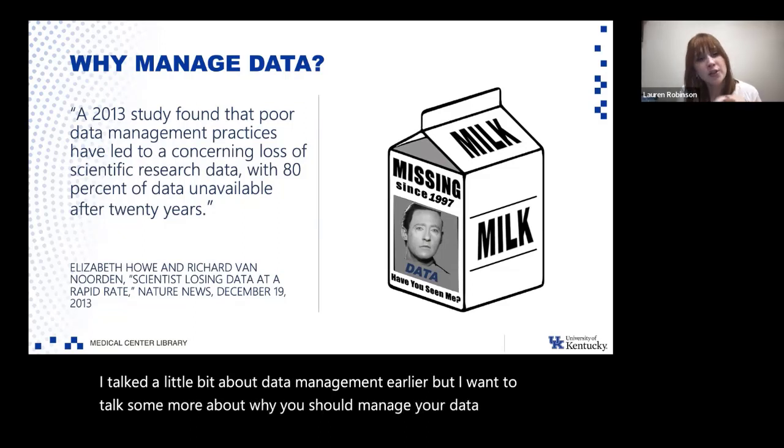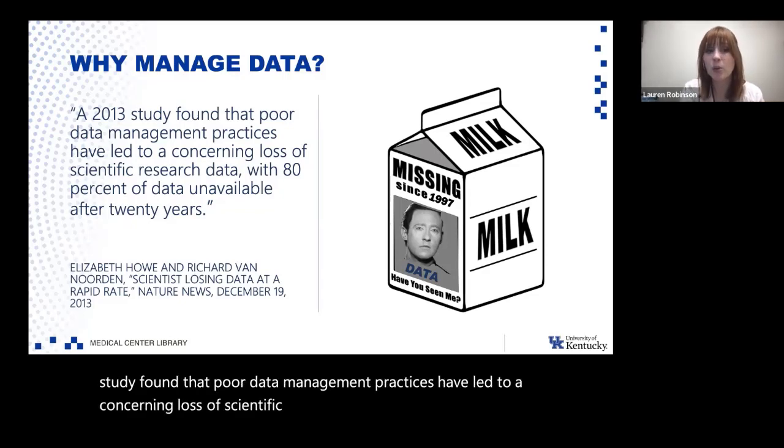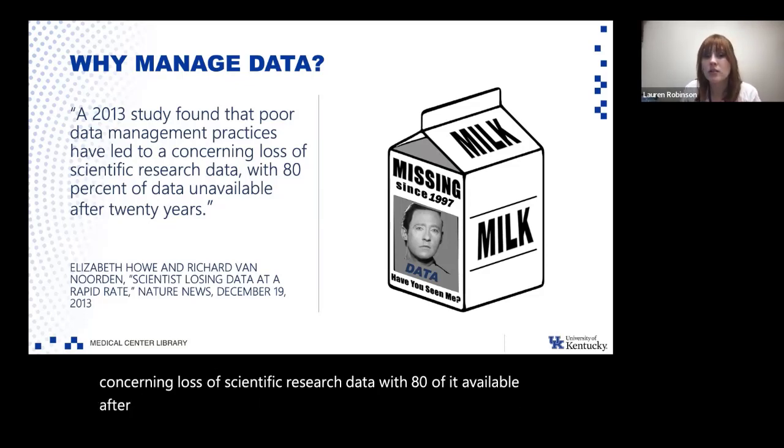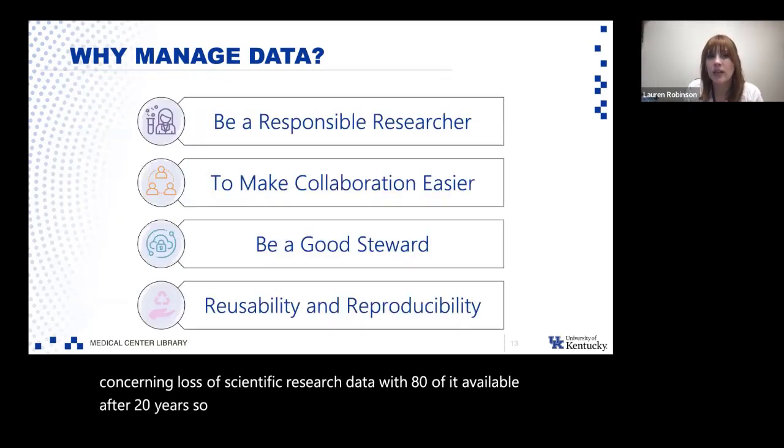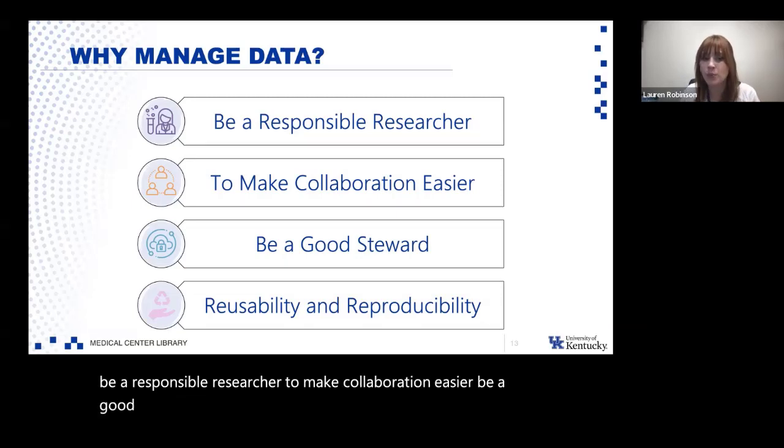A 2013 study found that poor data management practices have led to a concerning loss of scientific research data, with only 80% of it available after 20 years. So why is this important? You need to manage it to be a responsible researcher, to make collaboration easier, be a good steward, and make it reusable and reproducible. And that's the big thing.